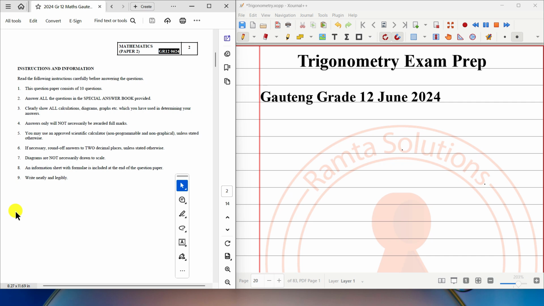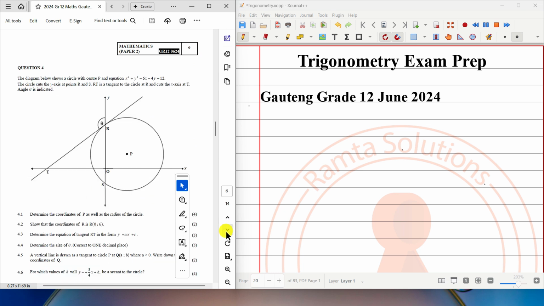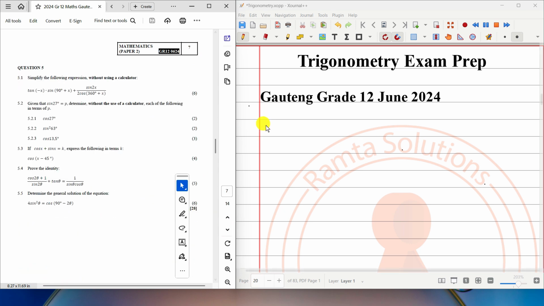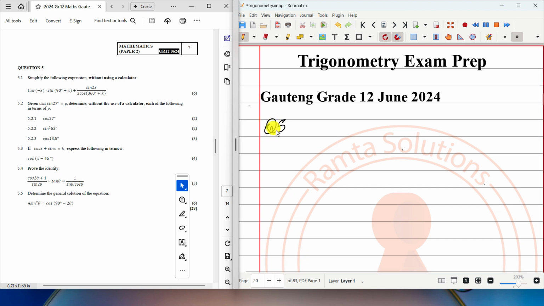Before we proceed, if you are using a mobile device, please rotate your screen so you have maximized viewing. And we are good to go now. Now, let's go to our exam. Normally, trigonometry is question 5. So let's see. Yes, it's question 5.